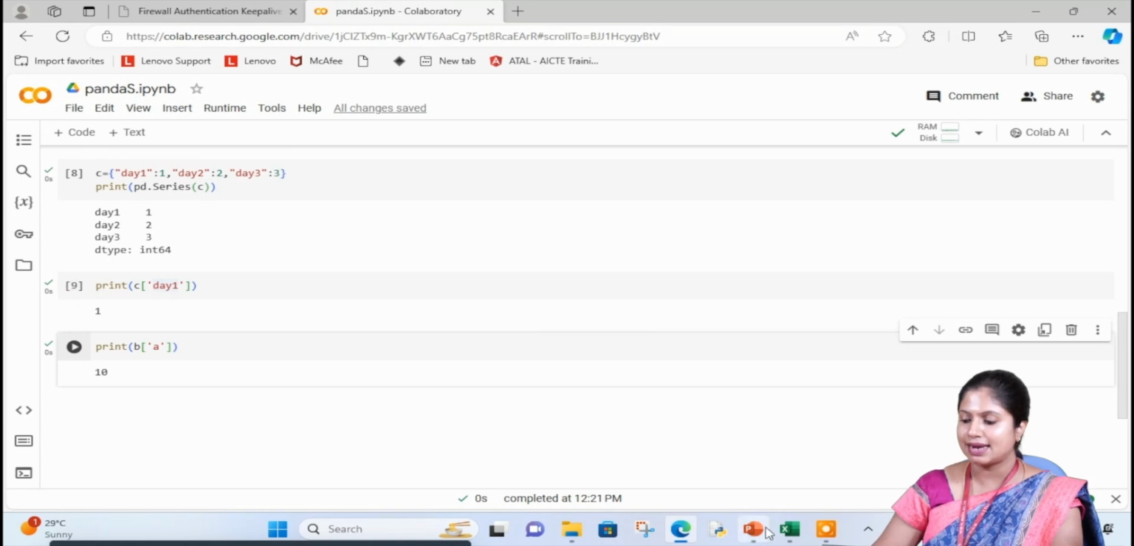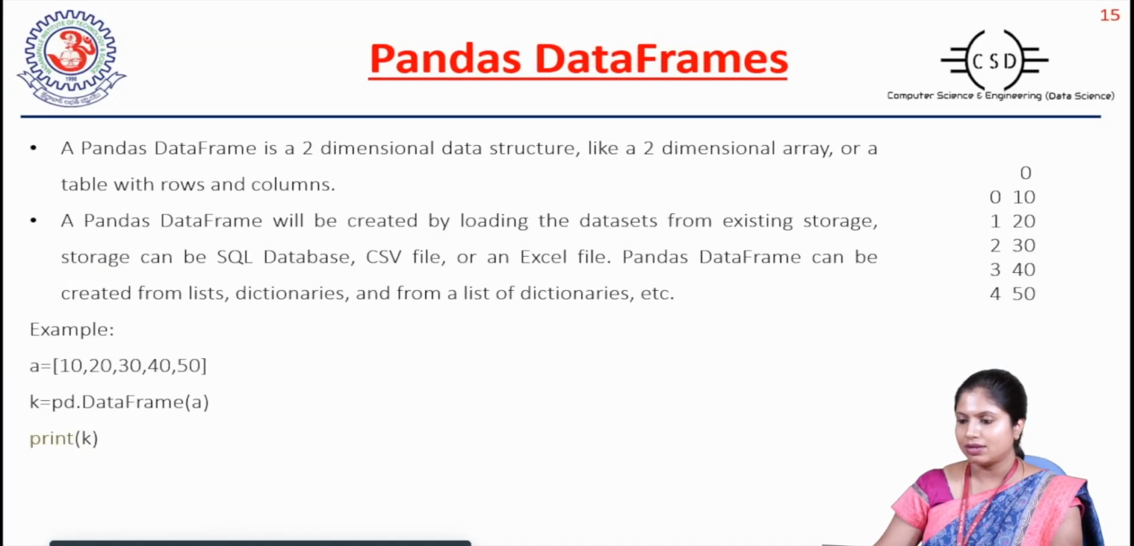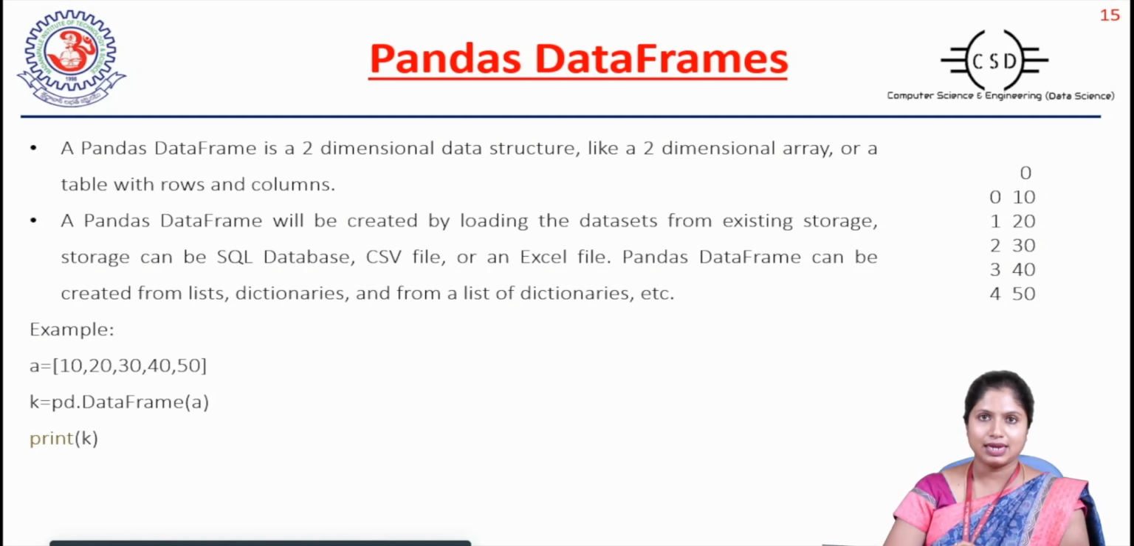Now let us understand the data frame. So what is a data frame? Data frame is a two-dimensional data structure. It consists of a two-dimensional array or a table with rows and columns. A Pandas data frame can be created by loading the data sets from existing storage or from a SQL database. It might consist of a CSV file or Excel file. A Pandas data frame can be created from a list, dictionary, and from a list of dictionaries also. Okay, so let us understand how we are going to create a data frame from a list, or how we are going to load the data by using a CSV file or Excel file. Let us see with an example.